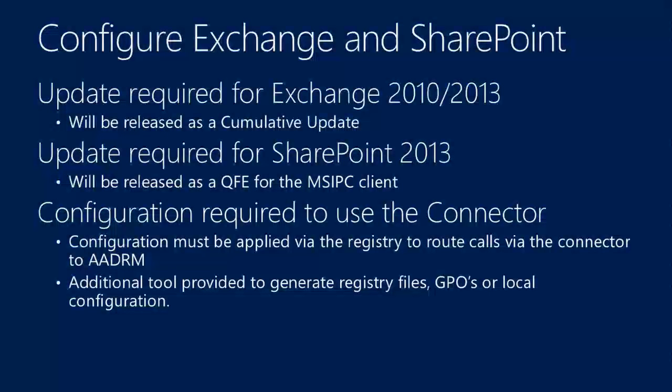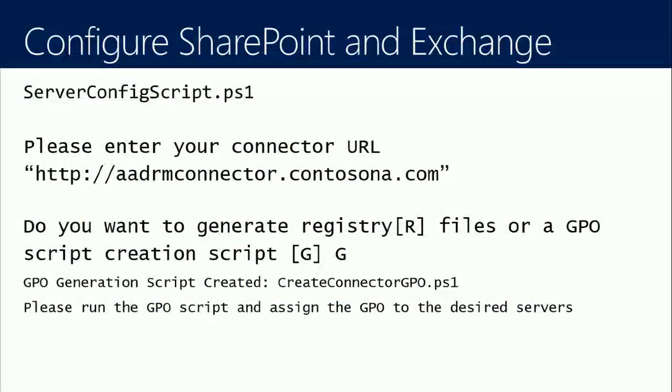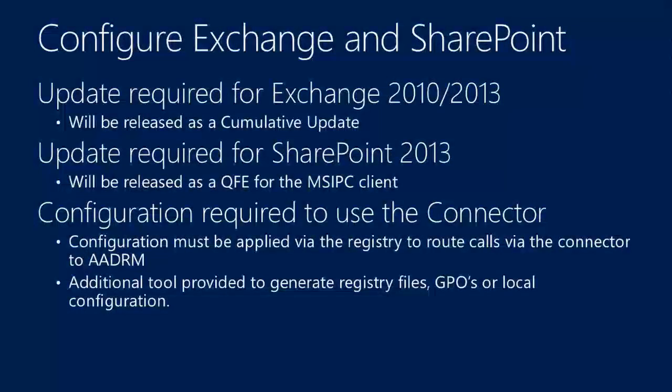Third is the configuration required to use a connector on the actual workloads themselves. The reason we need to apply this configuration via the registry on the Exchange servers and SharePoint is to route the calls through the connector rather than trying to go directly to the AADRM service, because it's unable to authenticate. And there's going to be another tool that we're releasing that will provide a way to generate any of the registry files.